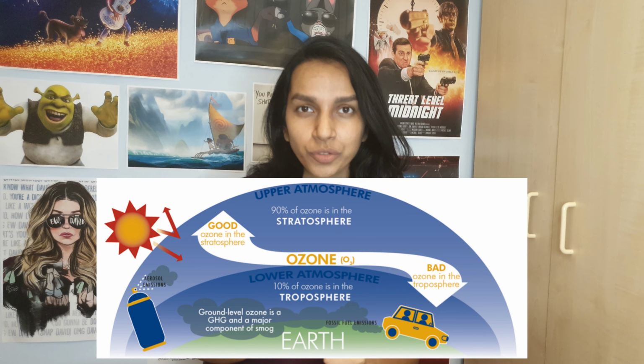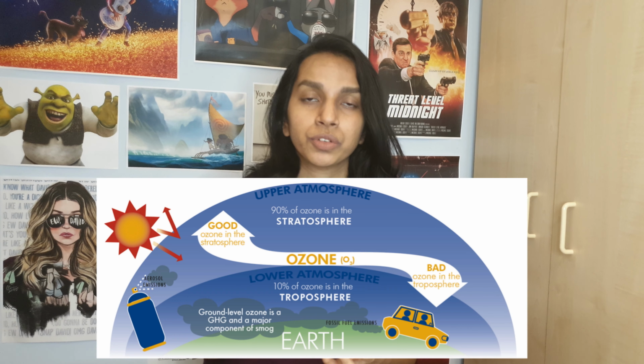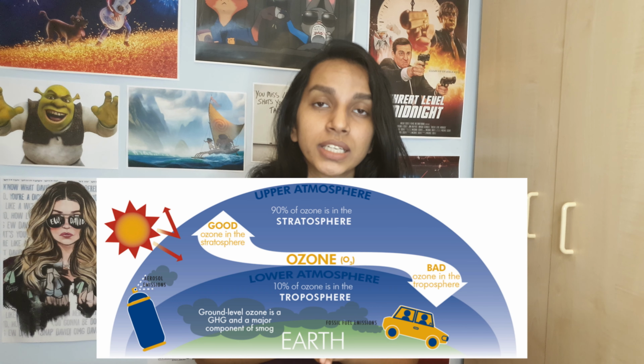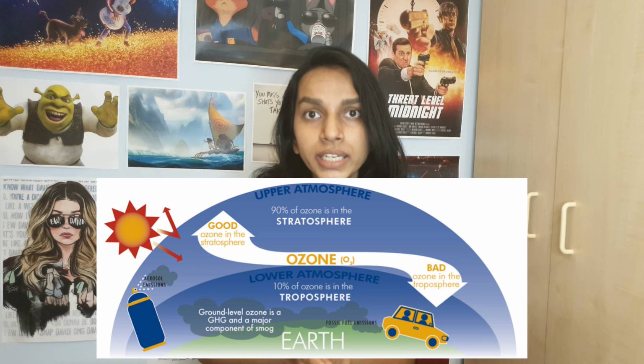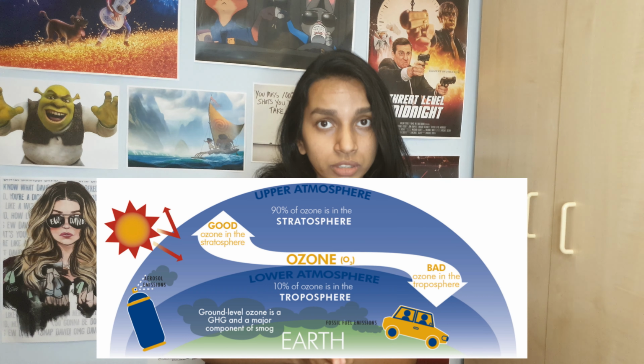Now, presence of ozone in the upper atmosphere or stratosphere is good because it protects us from the ultraviolet radiation from the sun. But ozone present in the lower atmosphere or troposphere, also known as ground level ozone, is extremely bad for us because it can cause a variety of respiratory health problems, which is the case of photochemical smog. Okay, so now let's get to the chemistry part of the video.